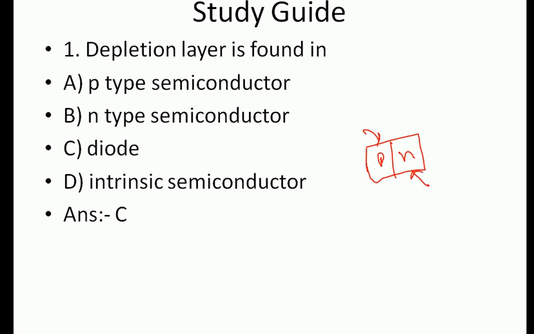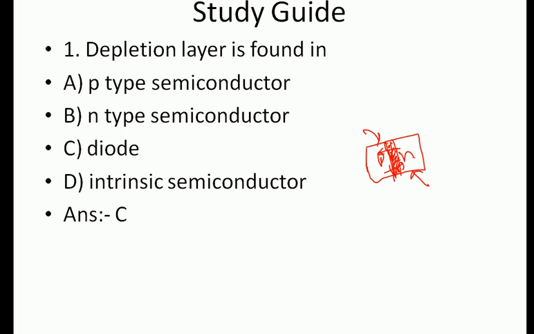When they are connected, by fabrication, not a back to back connection, what will happen? Due to the concentration difference, the electrons move in this direction and the holes move in this direction. In the boundary region, the holes and the electrons combine and form immobile ions in this boundary layer.